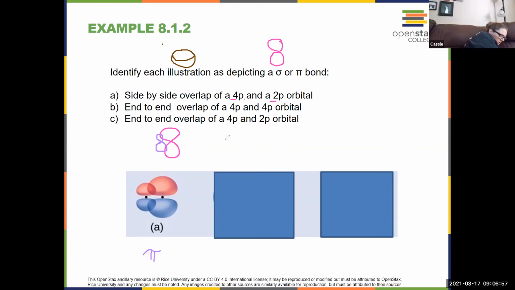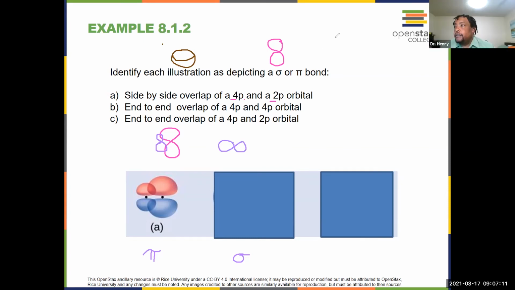What about end-to-end overlapping of 4p orbitals? So this would be a sigma. And what is it going to look like? Sideways 8s. And the size of them, are they going to be the same size or different sizes? Same, because they're both 4p.